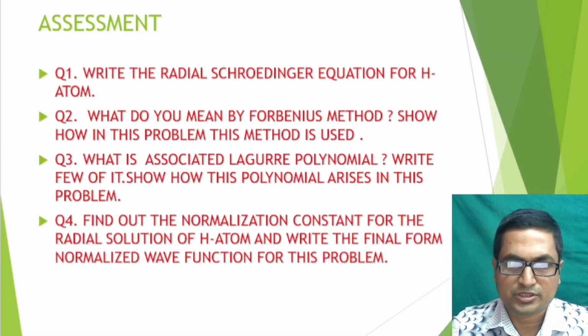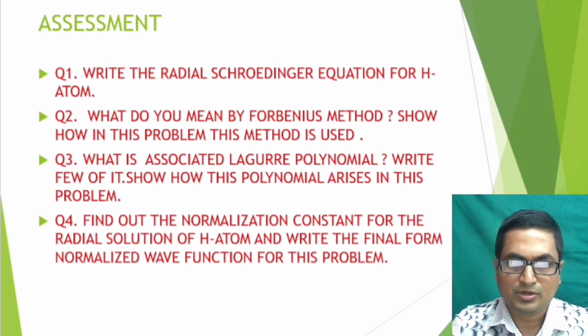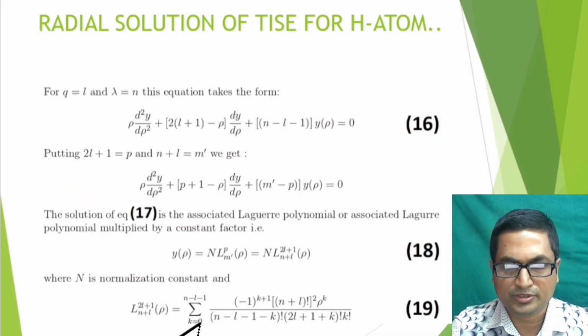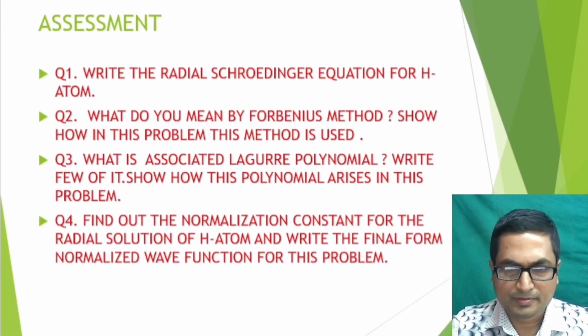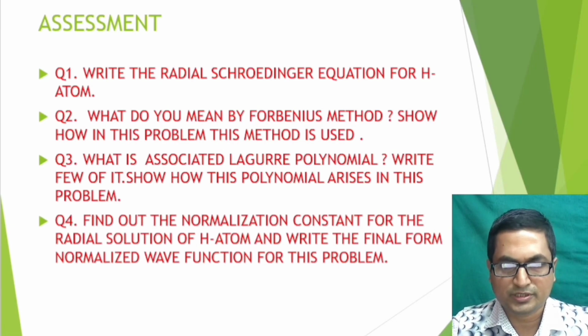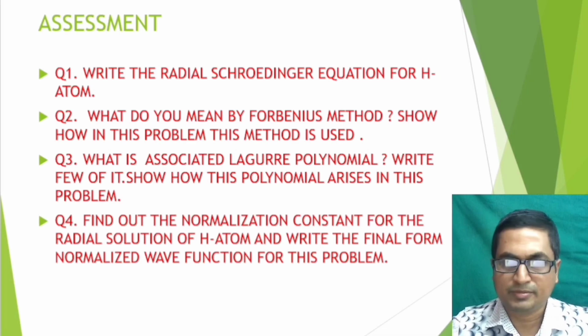So that's what we are left with, some assessment here. Write the radial Schrödinger equation for the hydrogen atom, which is shown in the second slide, and then what is the Frobenius method, equation 10, and how in this problem this method is used. We can see how we have been able to find the expression for phi here. What are associated Laguerre polynomials? We have to remember this expression for Laguerre polynomials, and then the normalization constant for it as given in assessment number 4, and the final form as given by equation 20. So with all this, I'm ending this video.